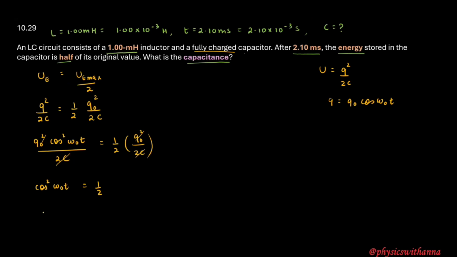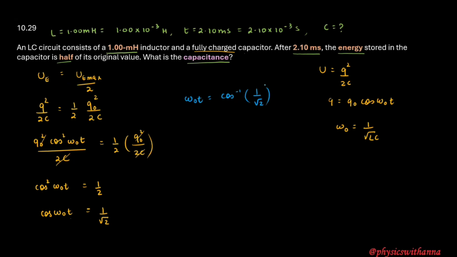Take square root on both sides. Cosine omega naught t is equal to 1 over root 2. I want to find capacitance. And capacitance is related to the frequency omega naught. We know omega naught is equal to 1 over square root LC. So let us first take cosine inverse to write in terms of omega t. We get omega naught t to be equal to cosine inverse 1 over root 2.